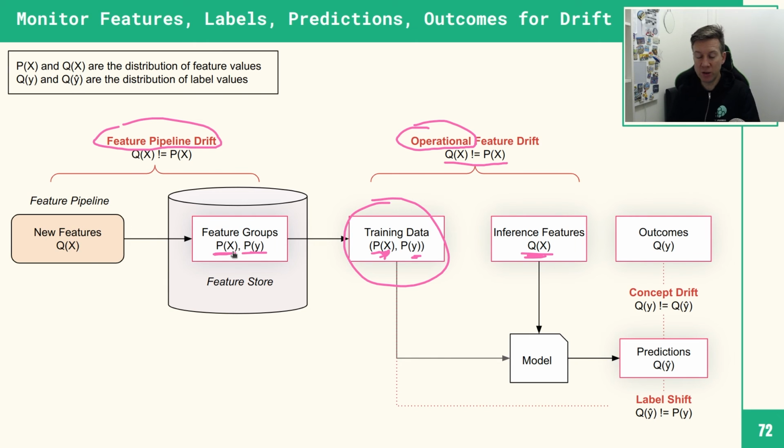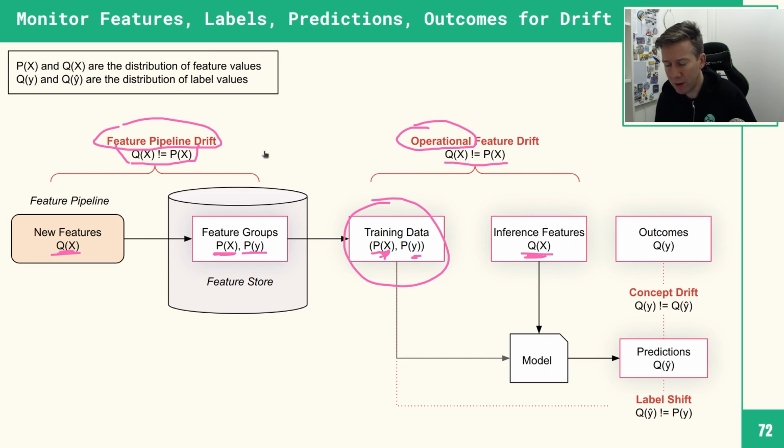So the new features Q of X, we can compare their distribution of values with the existing features P of X in the feature group. And if they're statistically significantly different, we can potentially flag for drift and then reject that write. Or we could just allow the write and then tell some administrator, hey, I'm warning you, there seems to be drift here for these features. Do you want to back out that data, so reverse the commit to the feature group, or would you just leave it in there?